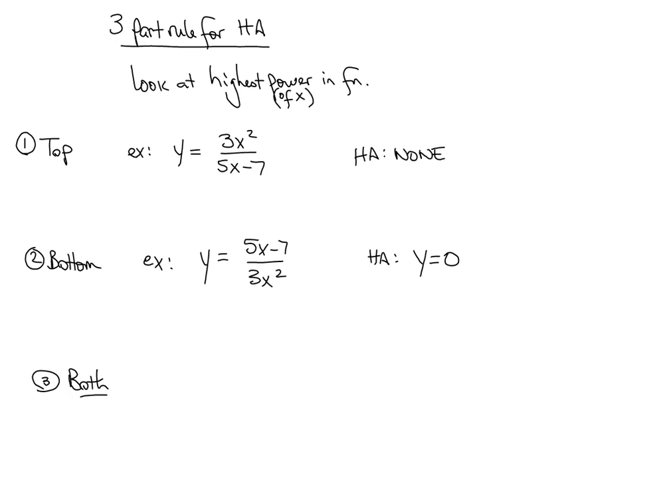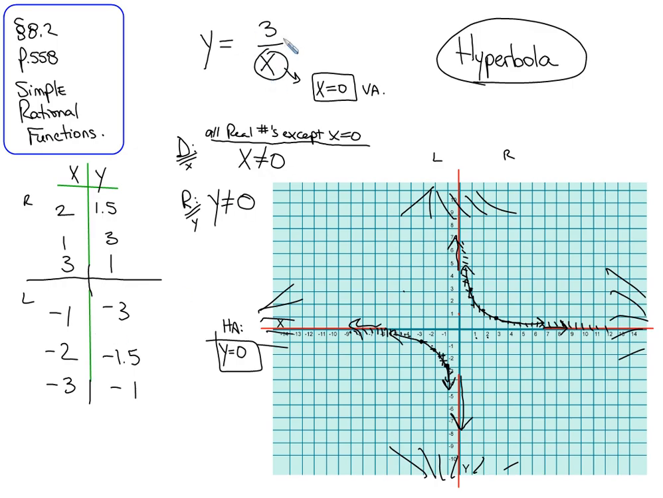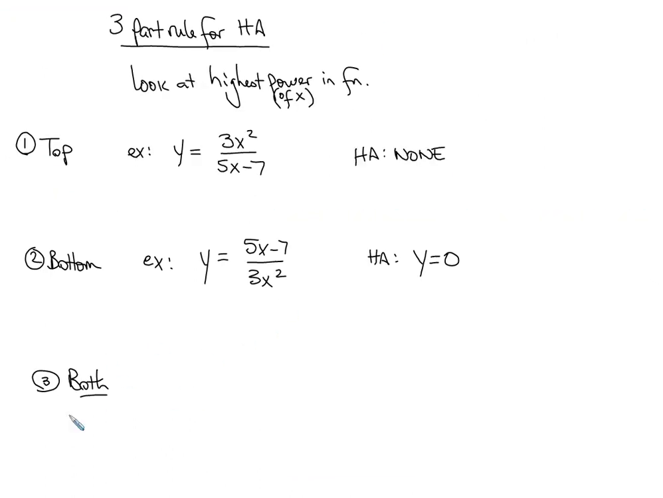Going back quickly to our example, what was the highest power, first of all? X to the first. Where was it, top or bottom? Bottom, which makes the horizontal asymptote what? That's where I got that from. Does that make sense now? Now, I haven't explained why these work the way they do. We'll talk about that in a minute. The highest power on the top won't give you a horizontal asymptote. I'll explain why in a minute.